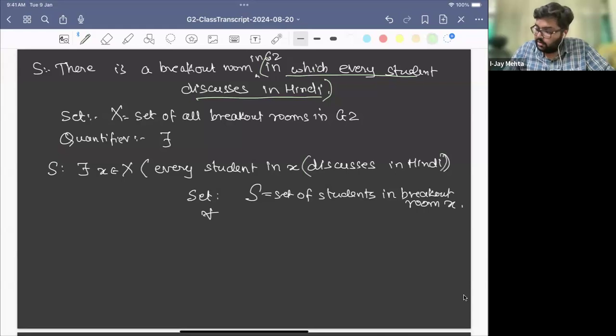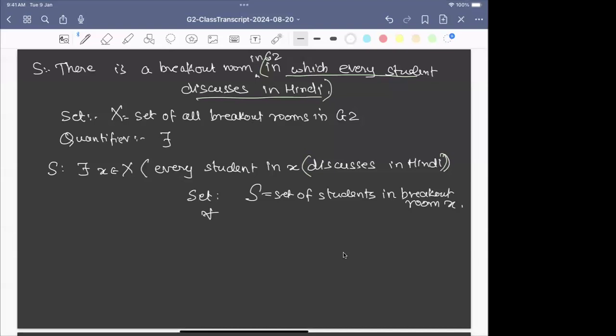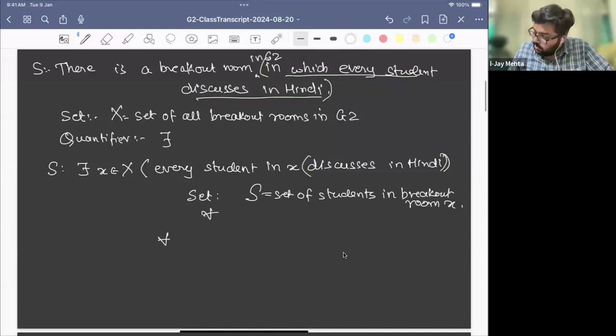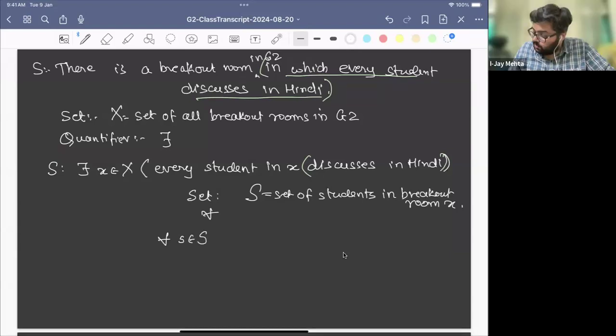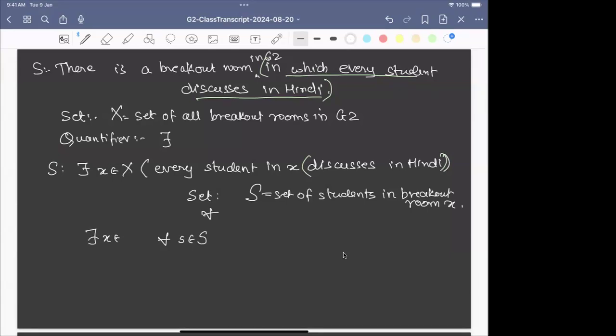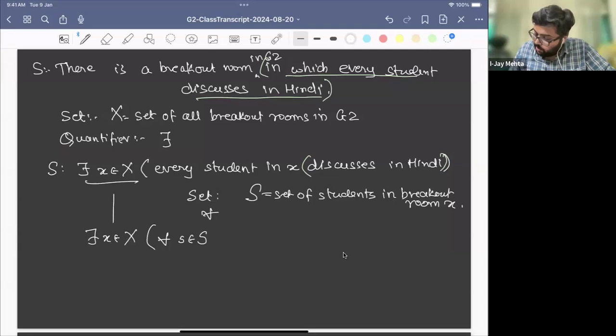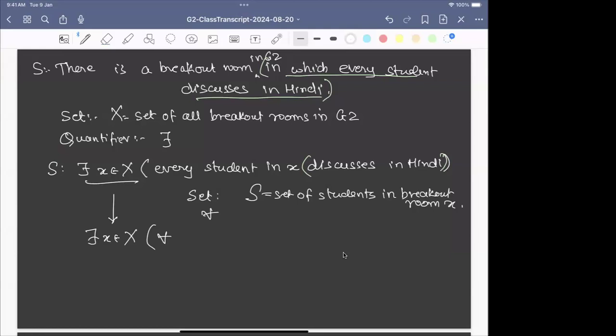So now can we write this in terms of quantifiers? Can you help me? For all. Yes, given any. For all, capital S belongs to small x. Sir, you have written something different. Okay, this is already there, which I have copied. Now help me with this. What is the quantifier? You said given any, right? So given any small s belongs to capital S.